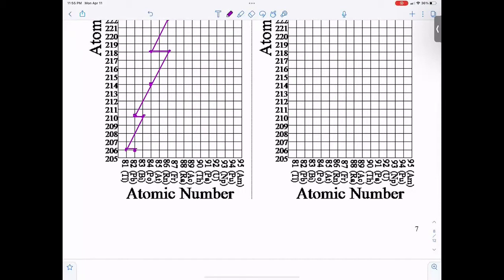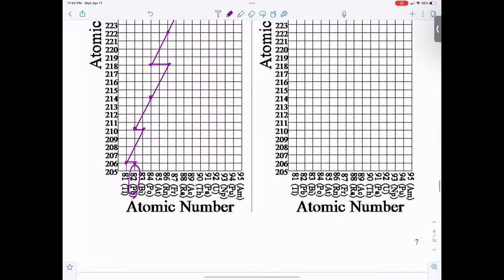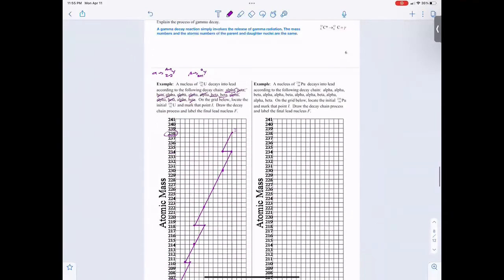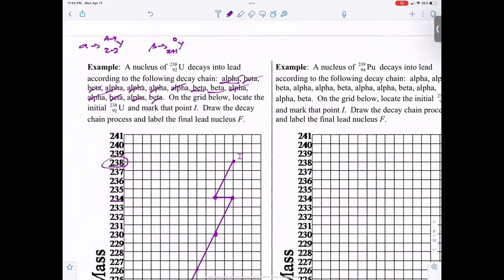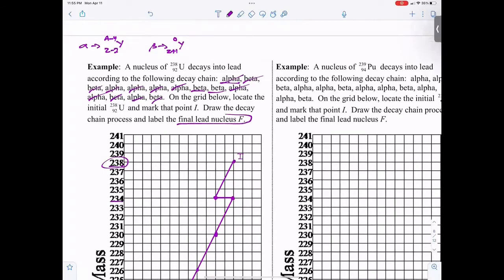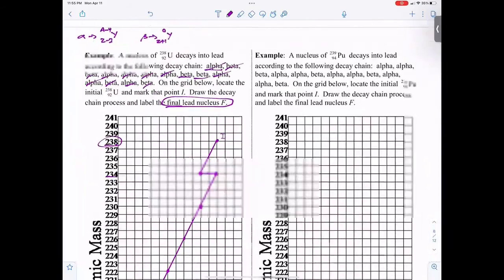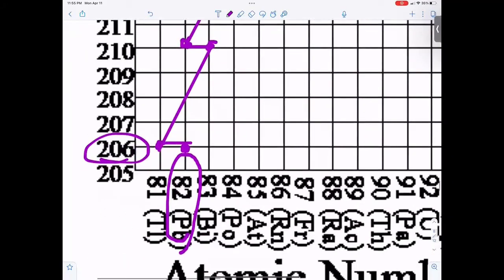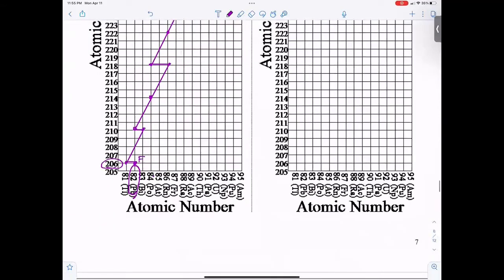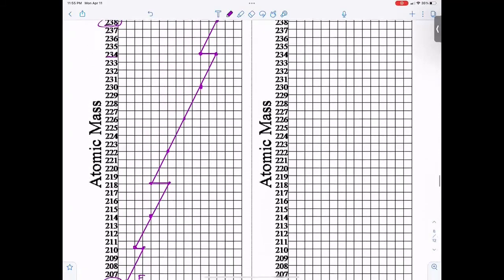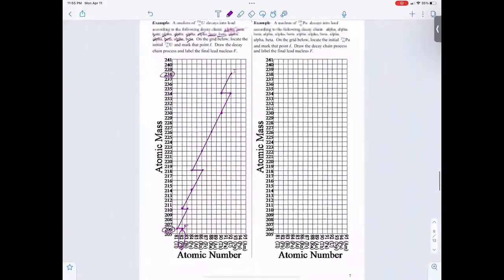And the final nucleus that you end up with is lead with 82 protons and a mass number of 206. And that's exactly what we're trying to get, is how does this decay into a lead nucleus? And we're going to label that as F for the final. That's the final nucleus of this decay chain. It's called a decay chain because it's a chain of events that happen.